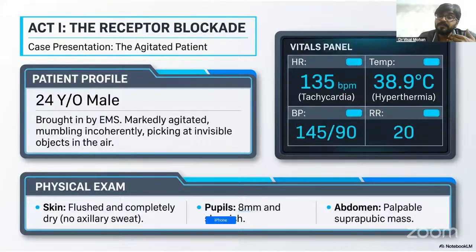So it's a classic toxidrome: hypertension, tachycardia, hyperthermia, pupils are mydriatic, dry skin, etc. That's when we understand that we are not dealing with a febrile patient. We are dealing with a toxic patient, a toxidrome patient.